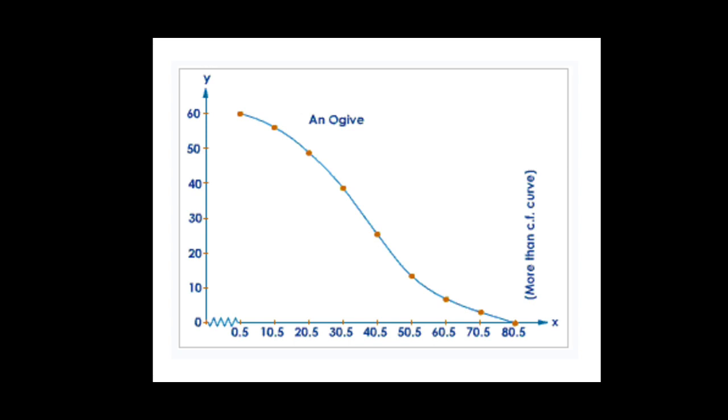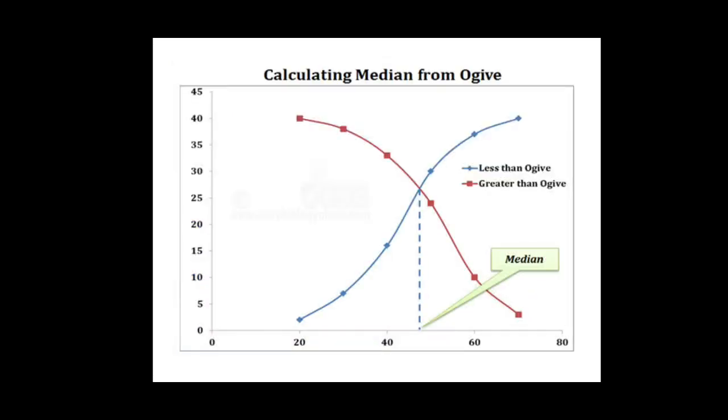Students, the more than ogive is a falling curve as shown in this figure. My dear students, the cumulative frequency curves can also be used to calculate the median of given data. How? Let me explain to you. First, draw a less than ogive. Then draw a greater than ogive of the same data on the same graph paper as shown in this slide.